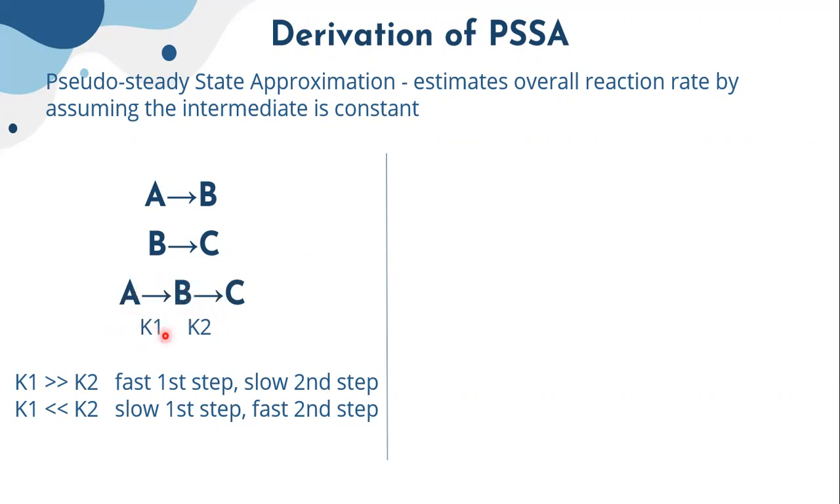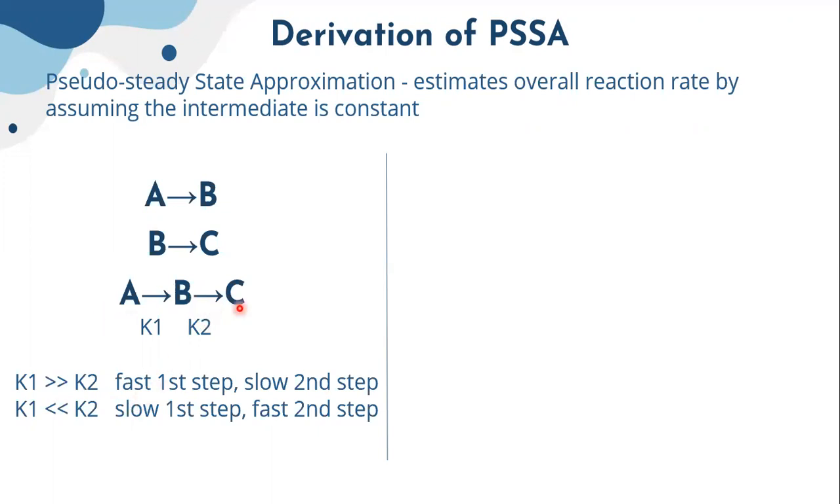And if we are given this, we also know that when A, for example, converts to B, you have a reaction rate K1, and of course, B to C, a reaction rate of K2. And if we recall, if K1 is much greater than K2, that means that the conversion from A to B is much faster than B to C, and of course, vice versa.